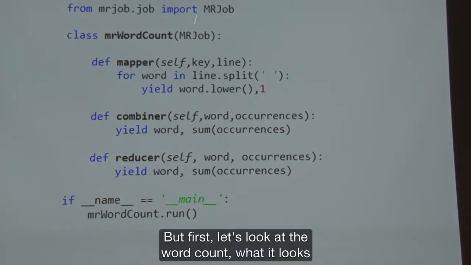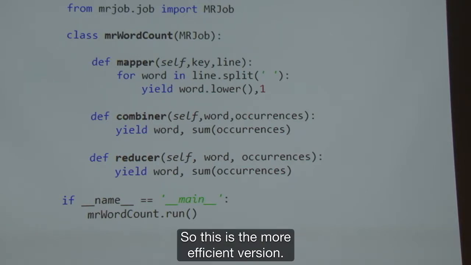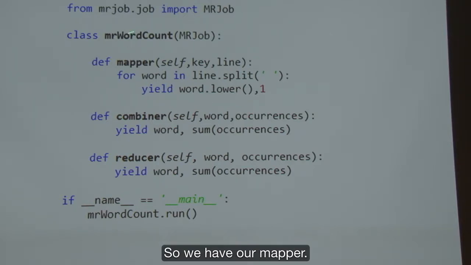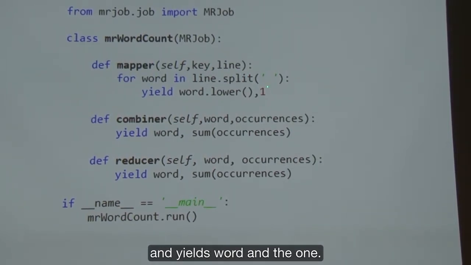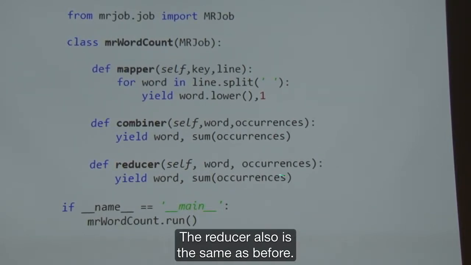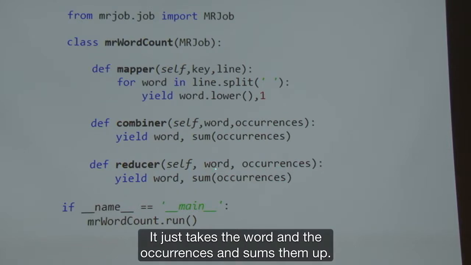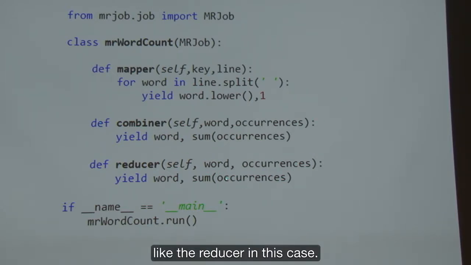But first, let's look at the word count, what it looks like with the combiner now. So this is the more efficient version. We have our mapper, which didn't change. It gets the key and the line, splits it, and yields word and a 1. The reducer also is the same as before. It just takes the word and the occurrences and sums them up. But now we have this combiner in between. The combiner actually looks exactly like the reducer in this case.